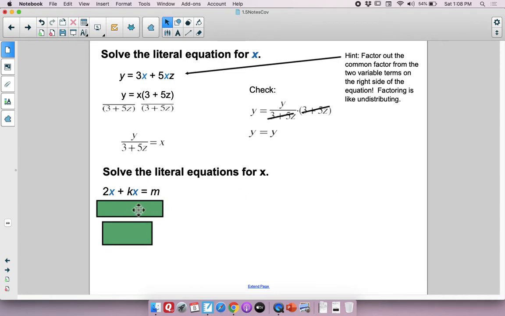So try doing this one. Similar type problem. Try doing it. Okay, so I'm going to factor out my common factor for my two terms, which is an x. And then that's being multiplied by 2 plus k. So I'm going to divide both sides by 2 plus k and get x equals m over 2 plus k.